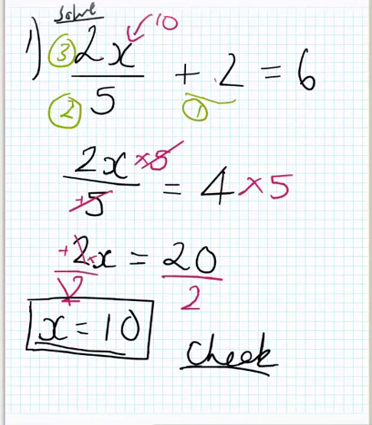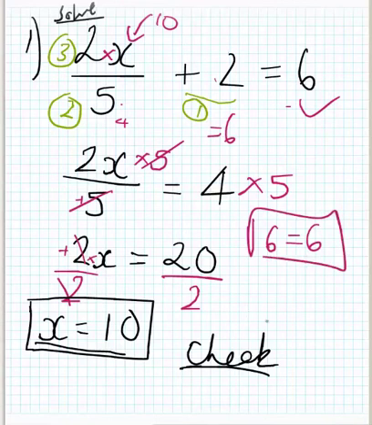Let's check it. So 2 times, instead of x now, 2 times 10 is 20. Then 20 divided by 5 is 4. And then 4 plus 2 is 6. So yes, we got it. We would end up with 6 equals 6. That's a true statement. So we have done the correct thing.